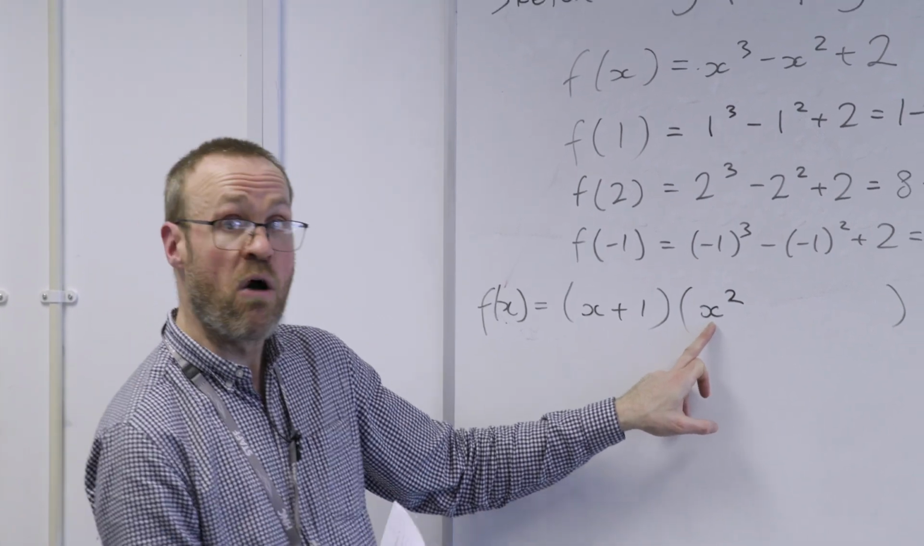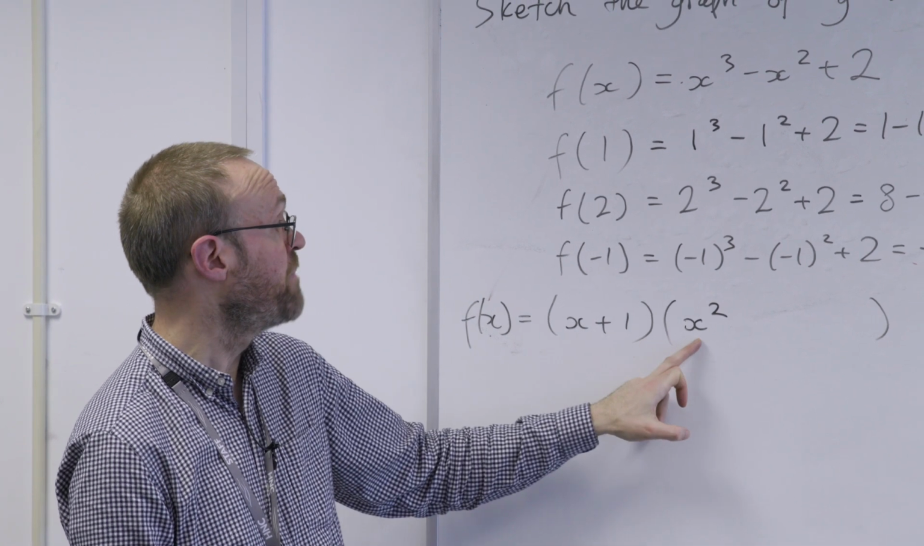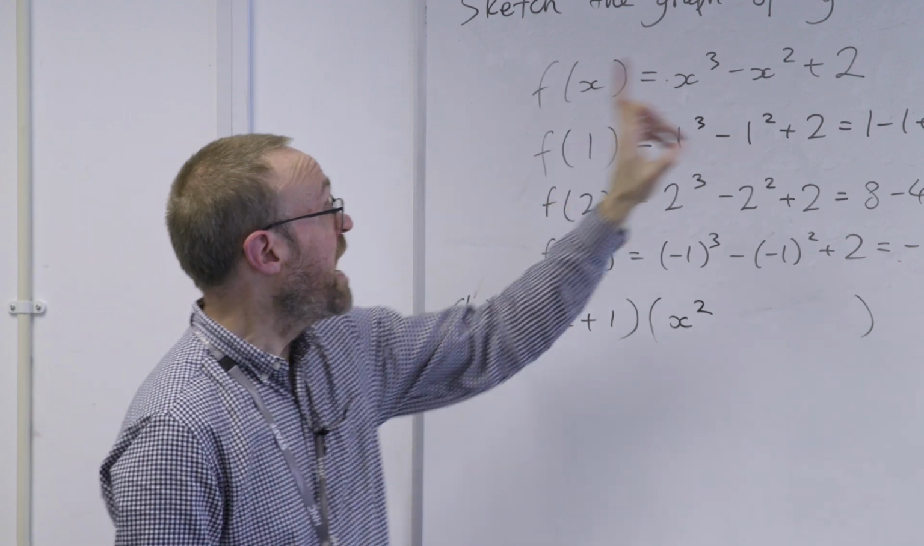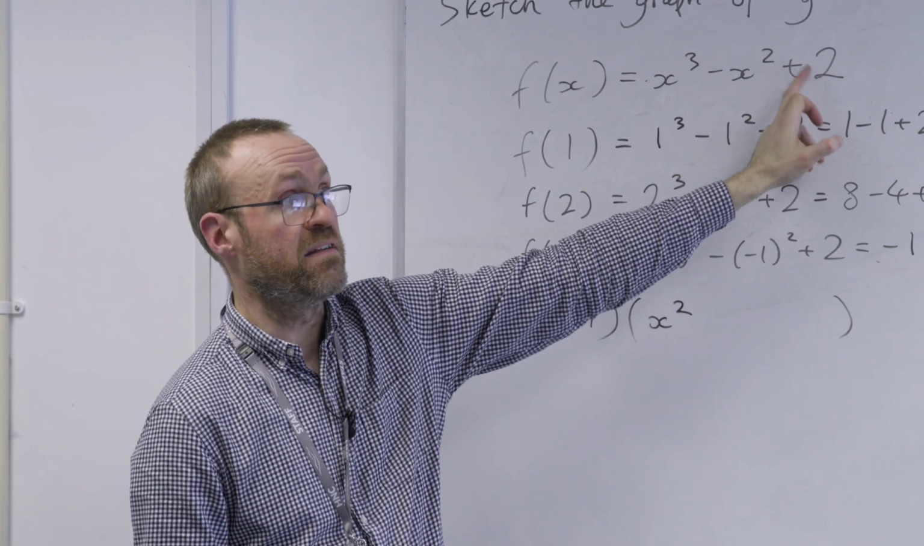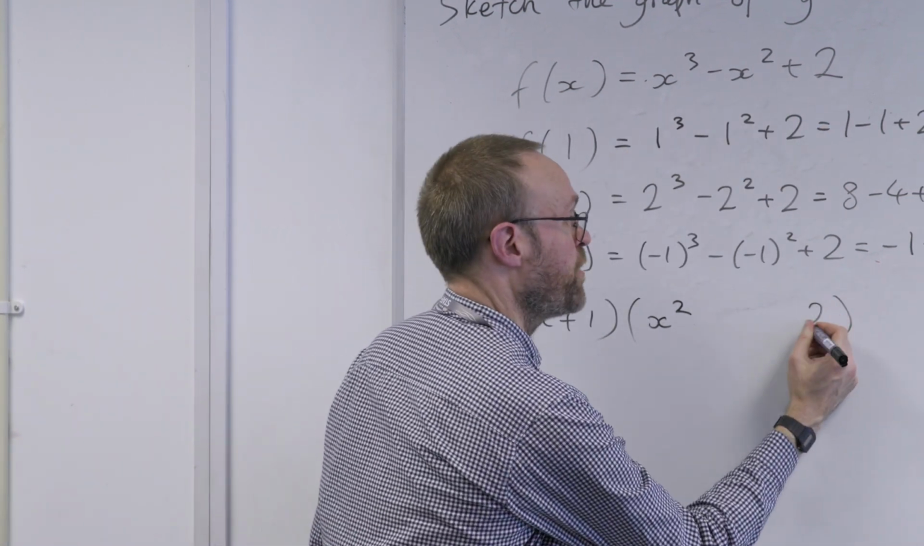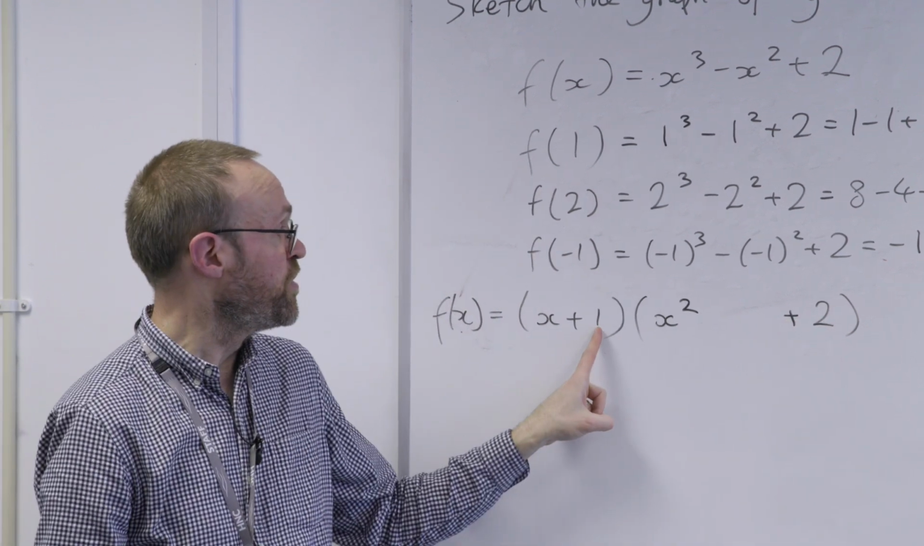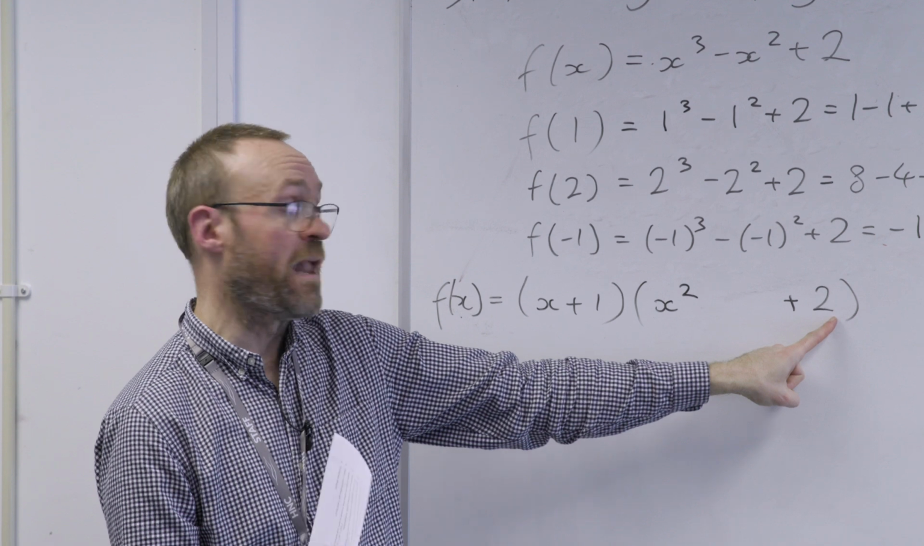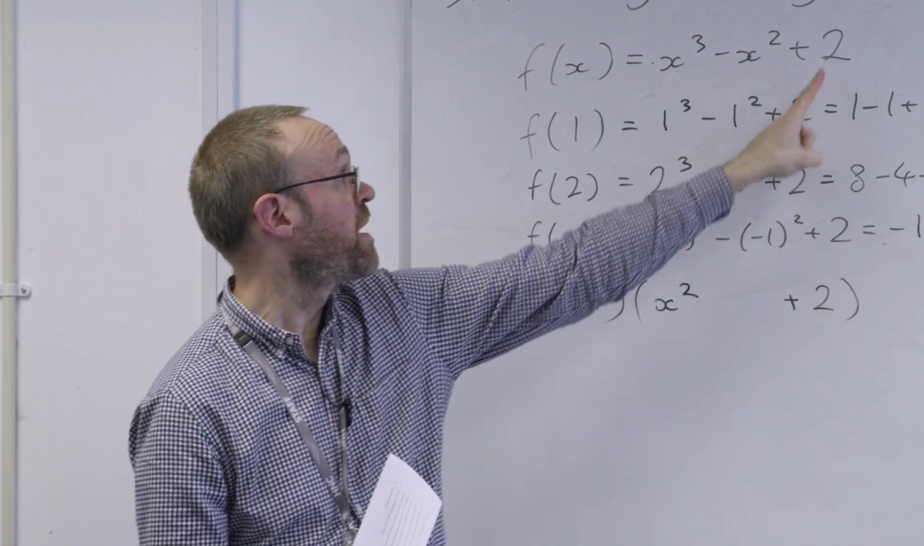And there's no coefficient on that x cubed, so x times x squared is going to give me x cubed. So that's fine. Then I also need to get a 2 out at the end. So that means I've got to have a plus 2 at the end, because I'm going to do that times that, and that's the only constant term when I multiply it out. So 1 times 2 gives me 2.